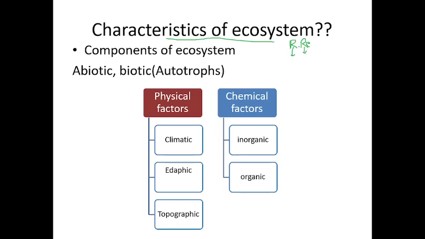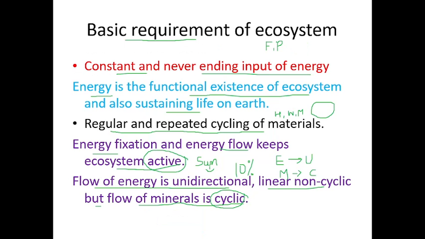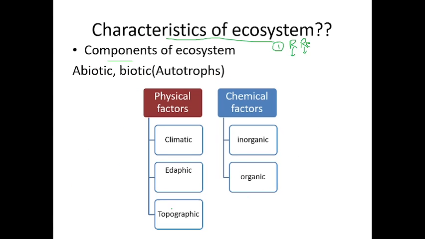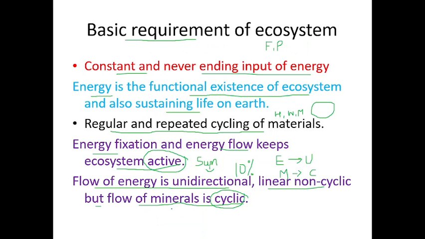Okay, resilience and resistance. Those two R's are some of the characteristics, and the remaining points we have discussed in the basic requirements of an ecosystem: there should be regular cycling and exchange of minerals, there should be nutrient cycling. Okay, that we have already discussed. The flow of minerals is always cyclic, and there should be a constant input of energy.